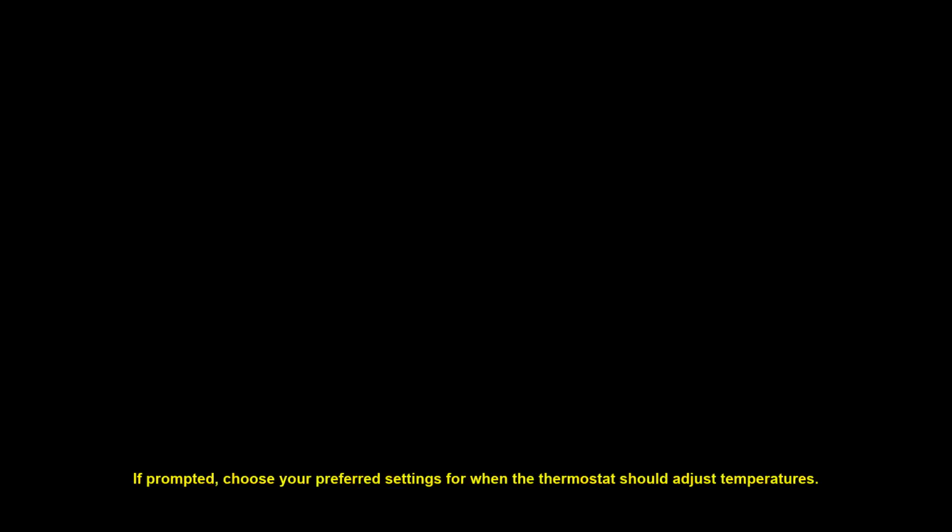If prompted, choose your preferred settings for when the thermostat should adjust temperatures. Review the walking schedule if you have one set for automation. Return to the main settings menu after configuring your preferences. To confirm the update, check the Home/Away Assist section once again.